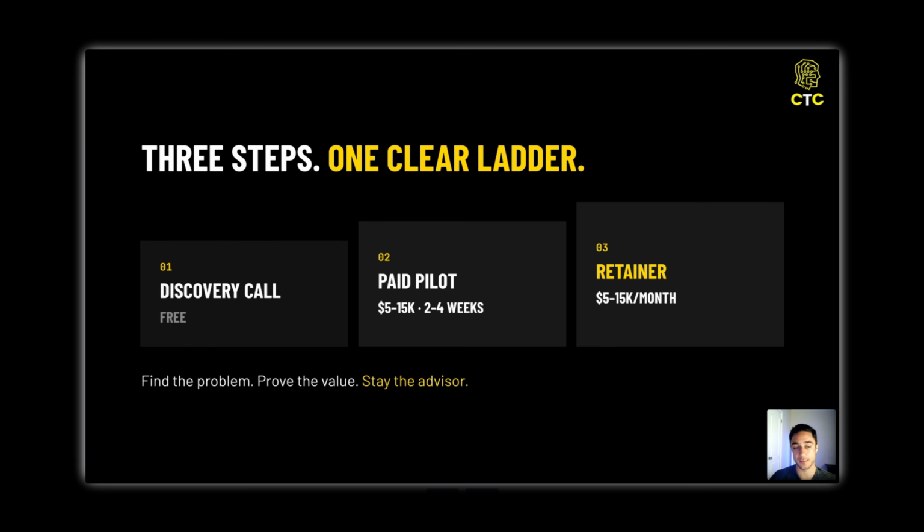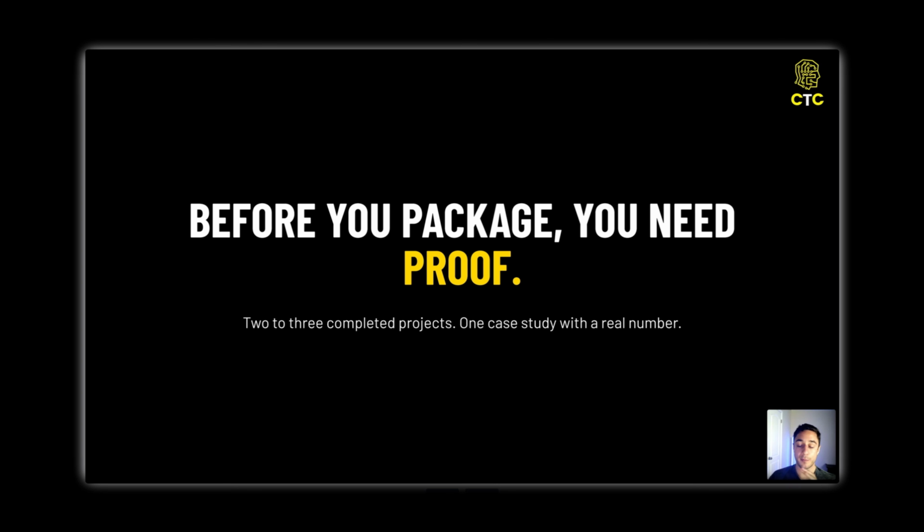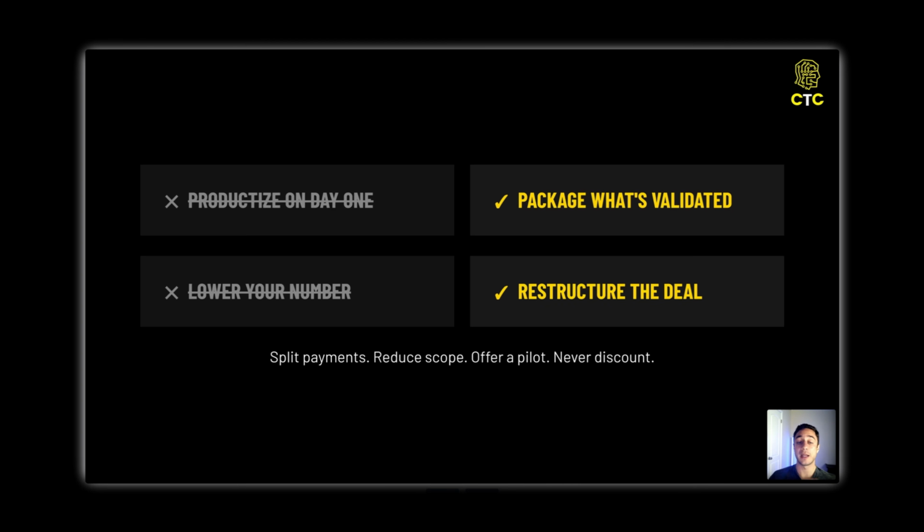There's 3 steps to this, okay? The way you want to go about proving the value is you want to stay in that advisor role. Oftentimes, most of you will do a discovery call. That discovery call is going to lead to a potential paid pilot or a paid project. And then from that paid project, it's going to get into a retainer. But before you package all this, you're going to need proof, okay? 2 to 3 completed projects, or at least 1 case study with actual numbers backing it up. And once you have those, you can now package what's already validated. Whenever you package something, you are able to then productize it later on. So this is when we can get into SaaS territory.